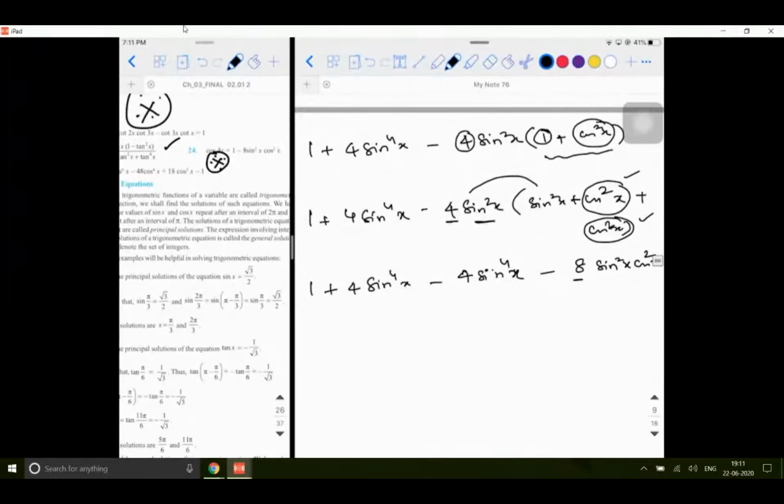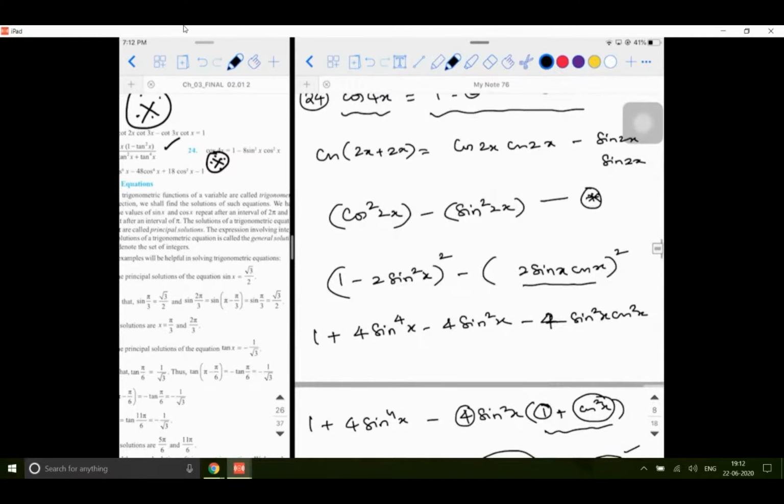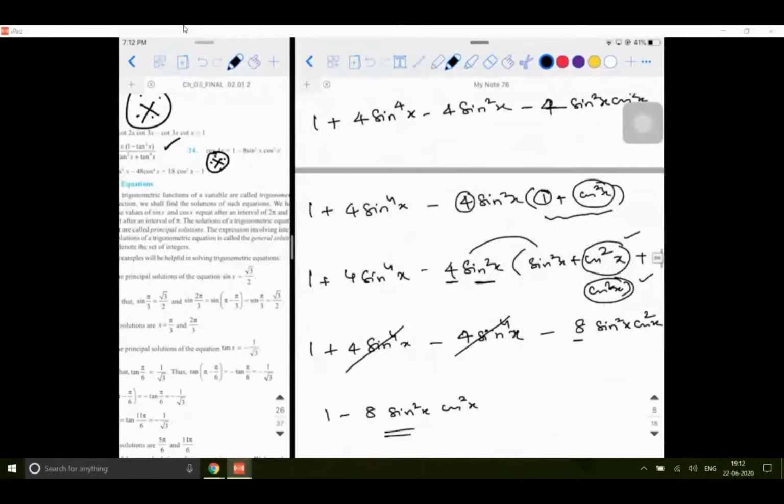Now what will get cancelled? You have it in front of your eyes. 4 sine power 4x and 4 sine power 4x. You got the answer? Right? So this is one of the ways. We had to come to this step because I took cos square 2x as 1 minus 2 sine square x and then proceeded. But am I allowed to take cos 2x as 2 cos square x minus 1 and then proceed? Can I take it like that?